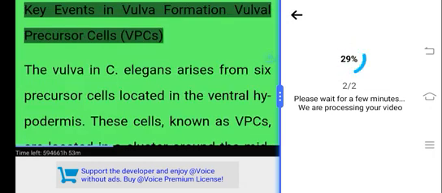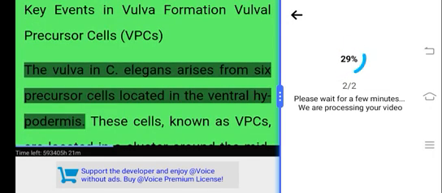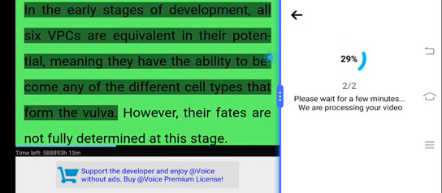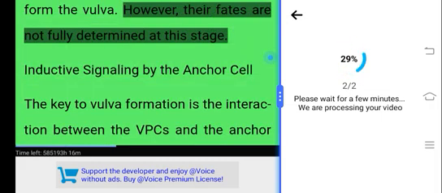Key events in vulva formation: vulval precursor cells, VPCs. The vulva in C. elegans arises from 6 precursor cells located in the ventral hypodermis. These cells, known as VPCs, are located in a cluster around the midline of the animal's body and are numbered P3.p to P8.p. In the early stages of development, all 6 VPCs are equivalent in their potential, meaning they have the ability to become any of the different cell types that form the vulva. However, their fates are not fully determined at this stage.